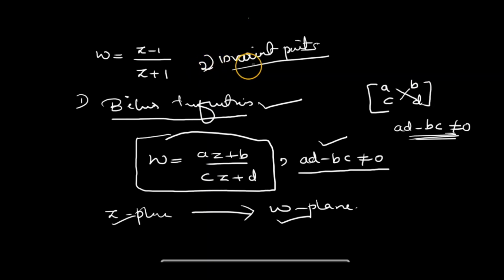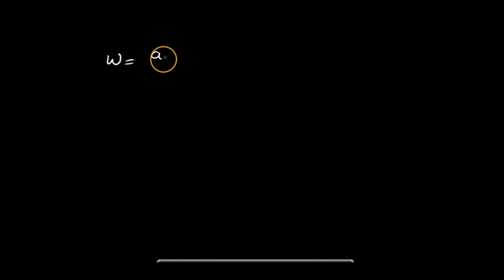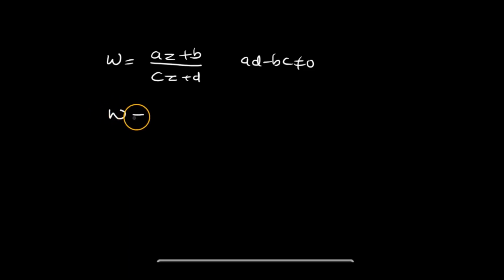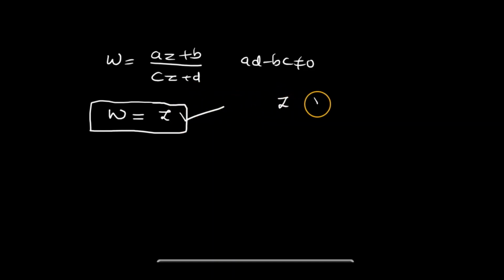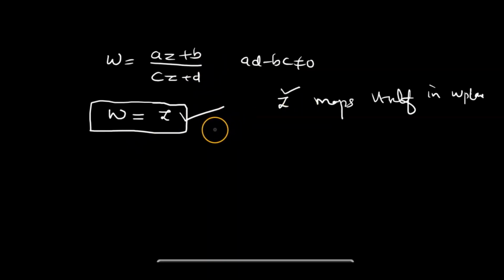Now the second concept: what are invariant points? If we have the transformation W is equal to AZ plus B by CZ plus D, with the condition AD minus BC not equal to 0, that is, a bilinear transformation, then invariant points are the points which satisfy W equal to Z. That is, Z maps to itself in the W plane. Simply, setting W equal to Z, we get the points Z, and those points are called invariant points. So we need these two concepts to solve this question.